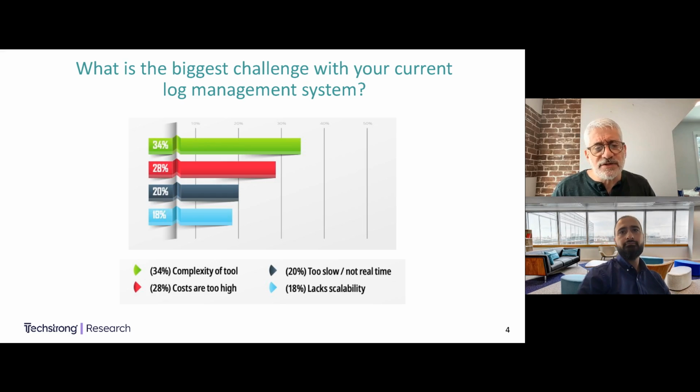Said by nobody ever. So, obviously costs continue to force a lot of those tough choices that we were referring to this morning. 20% say too slow, not real time. So I can't get the information out that I need to. I can't leverage the data that I'm aggregating in a timely fashion to really impact my operations. And 18% say it lacks scalability.